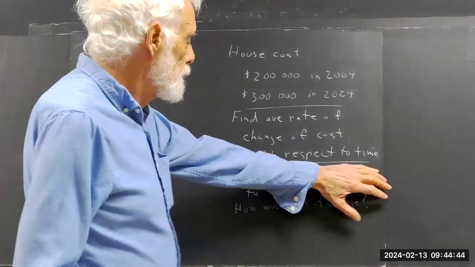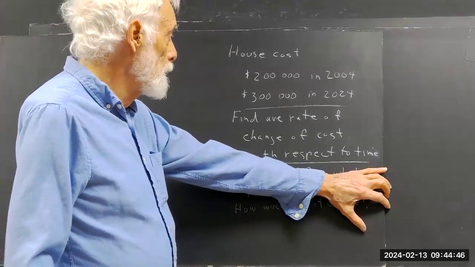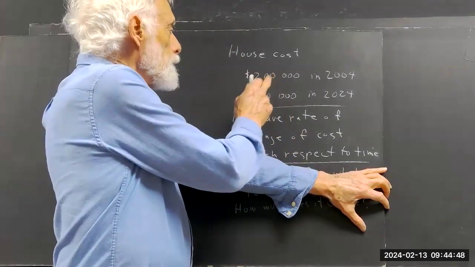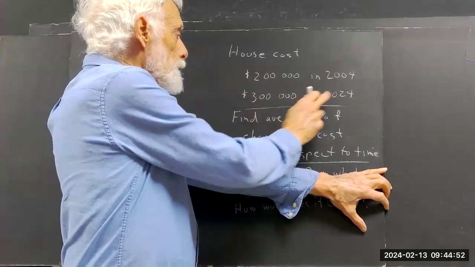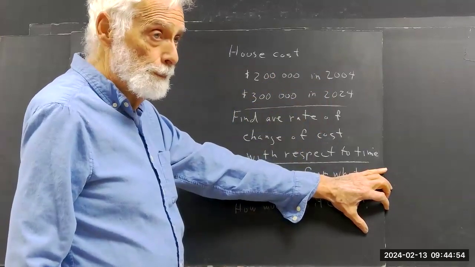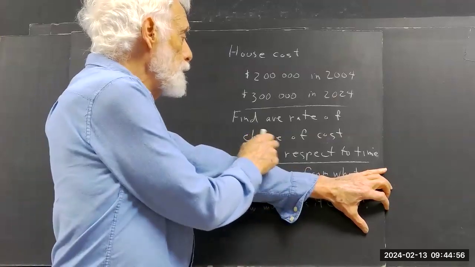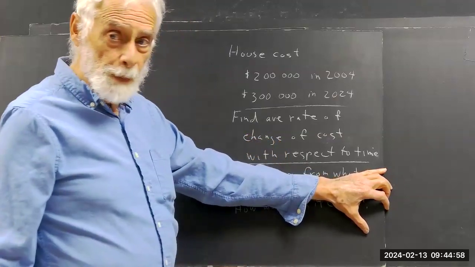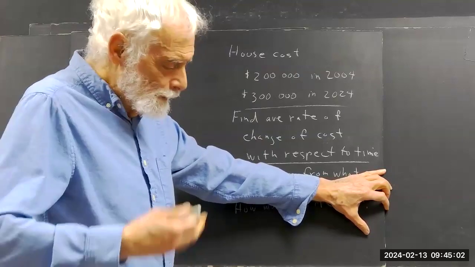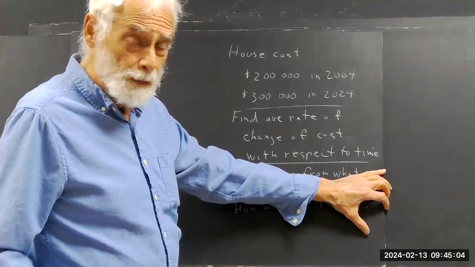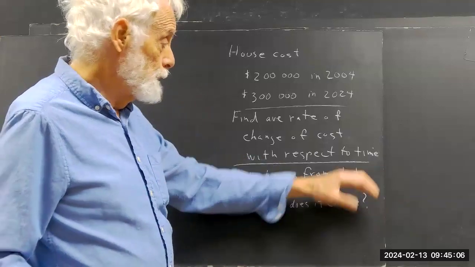Okay, now let's ignore notes right here for the moment. A house cost $200,000 in 2004, $300,000 in 2024. We want to find the average rate of change of the cost with respect to time. Well, you may have a little trouble with that, not getting anywhere. So we break it down, and then there's much less trouble.